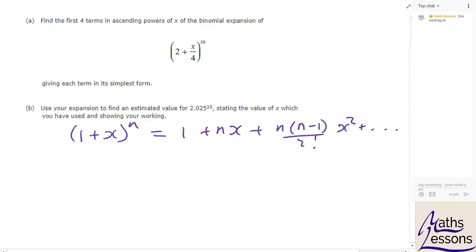So if you're going to take the 2 out, then you need to take 2 to the power of 10 out. Okay, and that will leave you (1 + x/2) to the 10.